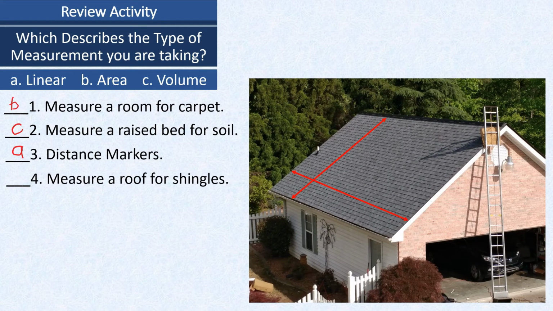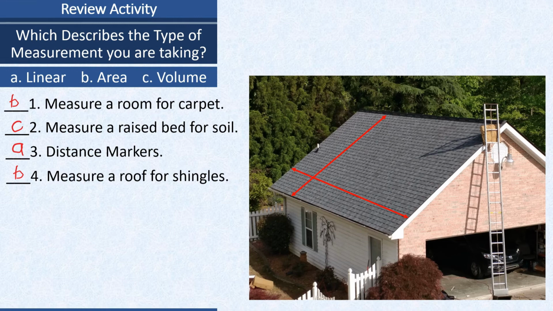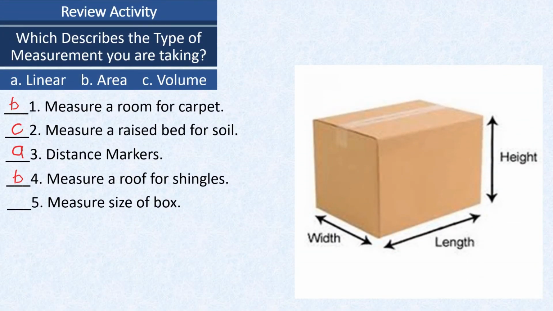Alright, measure this roof for shingles. Looks like we have an arrow showing the length and an arrow showing the width. What type of measurement would that be? Alright, that'd be B for area. Alright, we got 4 more. I think we got 8 total.